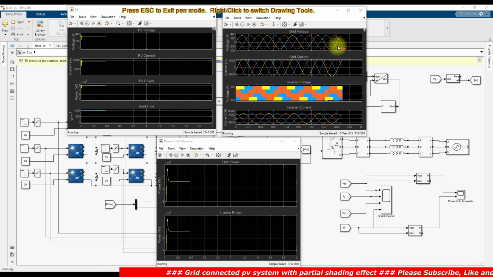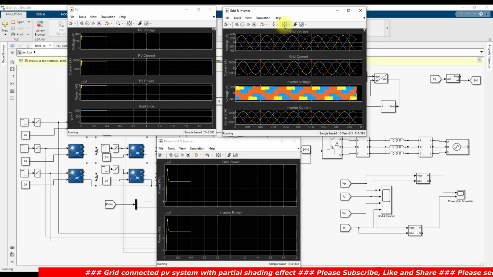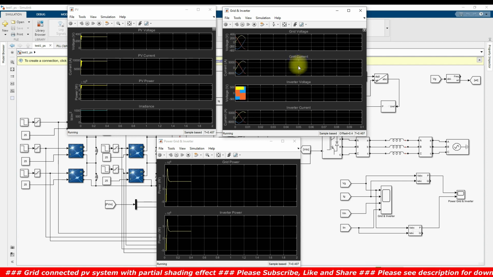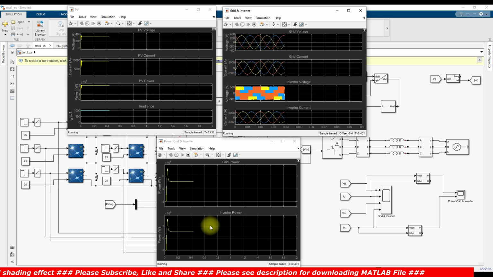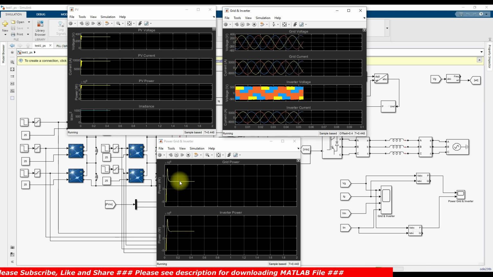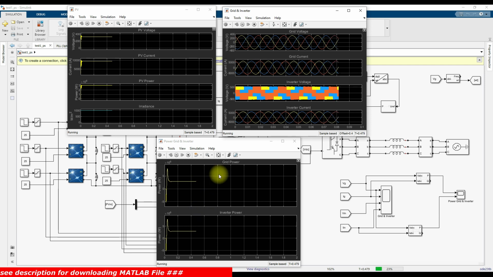Okay, so here you can see this is the grid voltage and grid current. This is the inverter voltage and inverter current, and this is the grid and inverter power. Whatever power we are generating from the PV is going to be given to the grid.